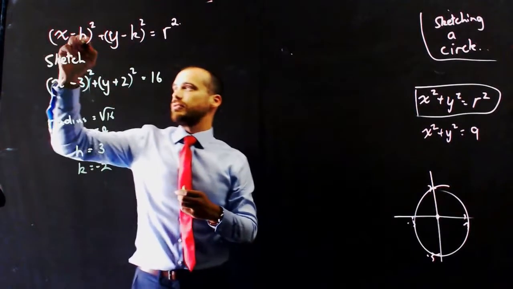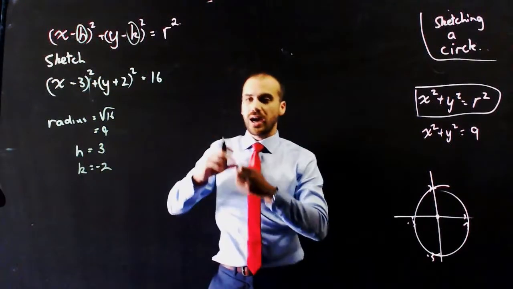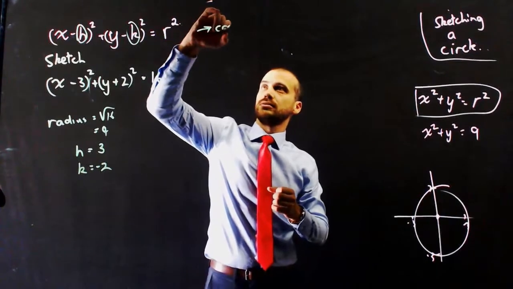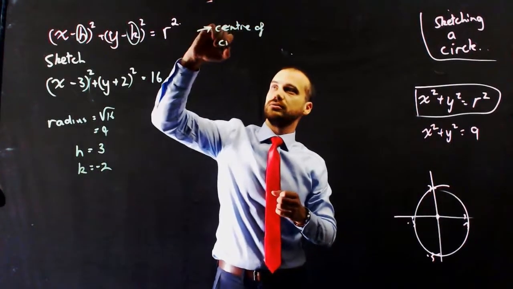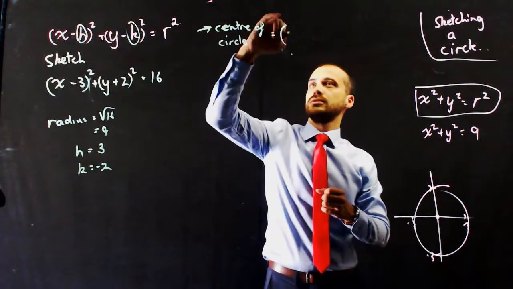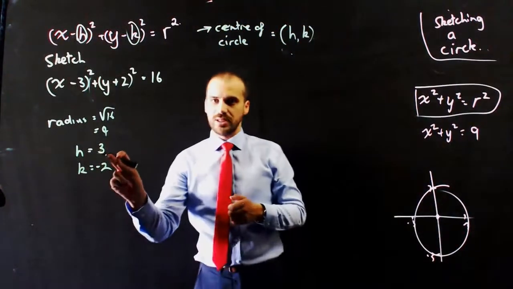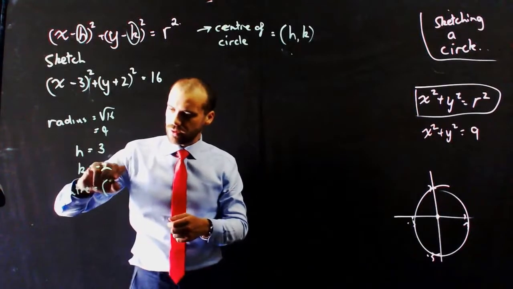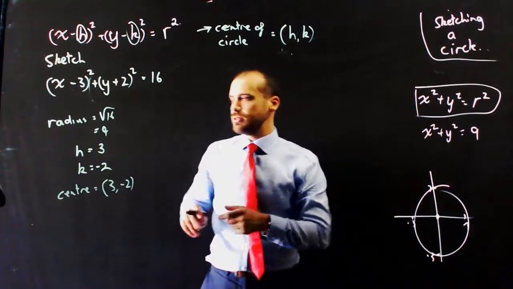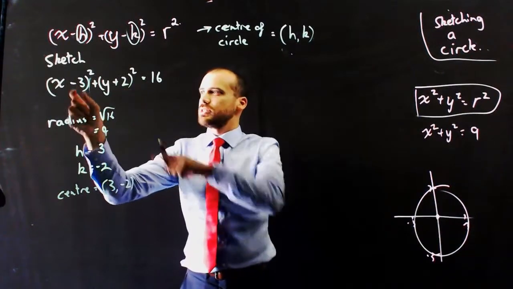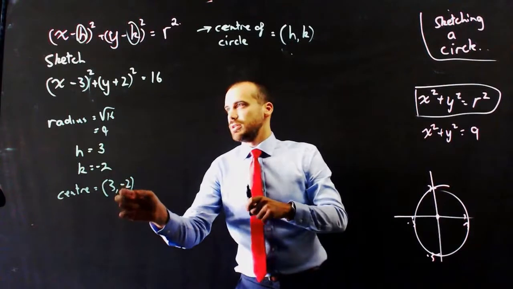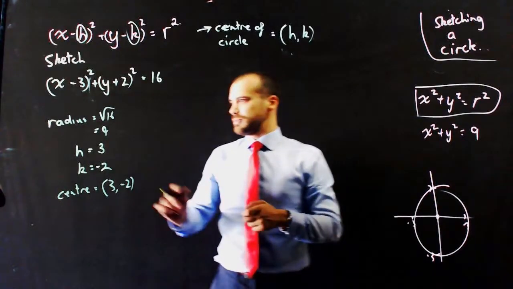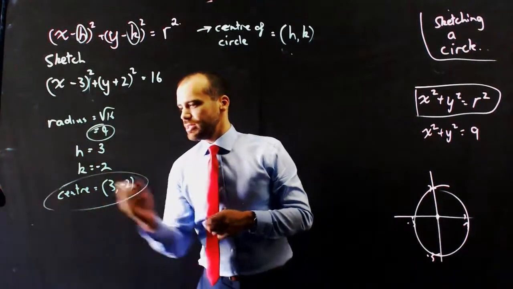Now, an interesting piece of information: h and k are going to tell us the center. So the center of this circle is going to be equal to h, k. In this case, the center of our circle is going to be 3, negative 2. Again, notice that 3, negative 2 is the opposite of what you see, not negative 3, positive 2, like the h values in our quadratics. All right, so I know the radius, that's important, and I know the center, 3, negative 2.